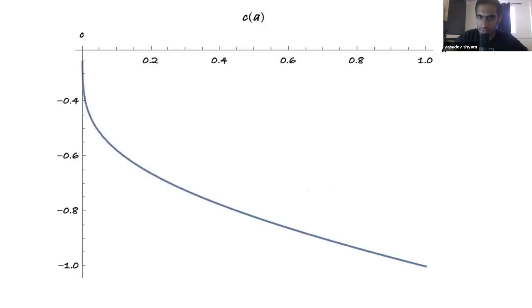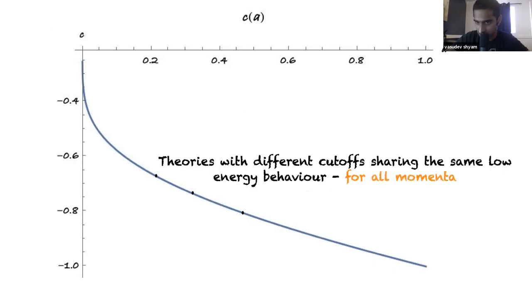Okay, so I've just plotted the solution of this equation. It's some logarithmic function. So what do different points along this trajectory mean? Well, basically, there are theories with different cutoffs, sharing the same low energy behavior for all momenta, right? So each of these theories, you can talk about them at any momentum you want, just adjust the couplings and go to the very large momentum limit. You're going to recover the same physics. That's the promise. So, you can come back to the slide and ask me questions if you need to, but bear that in mind.